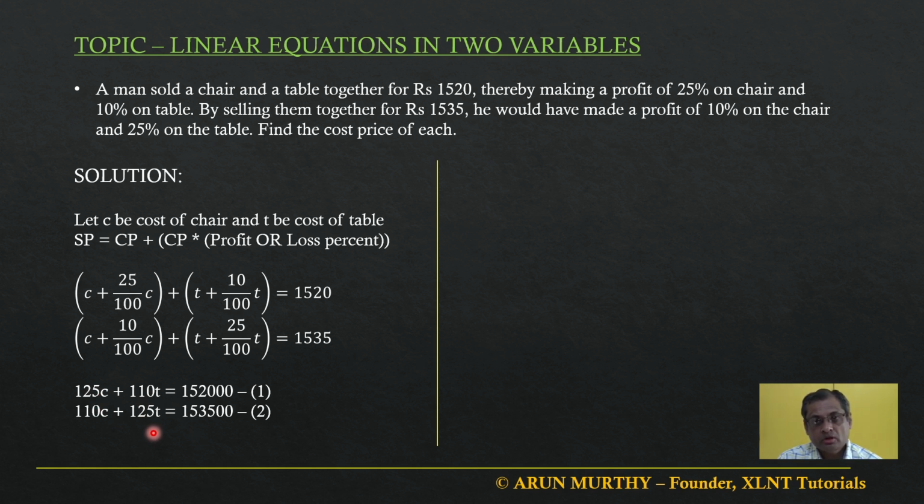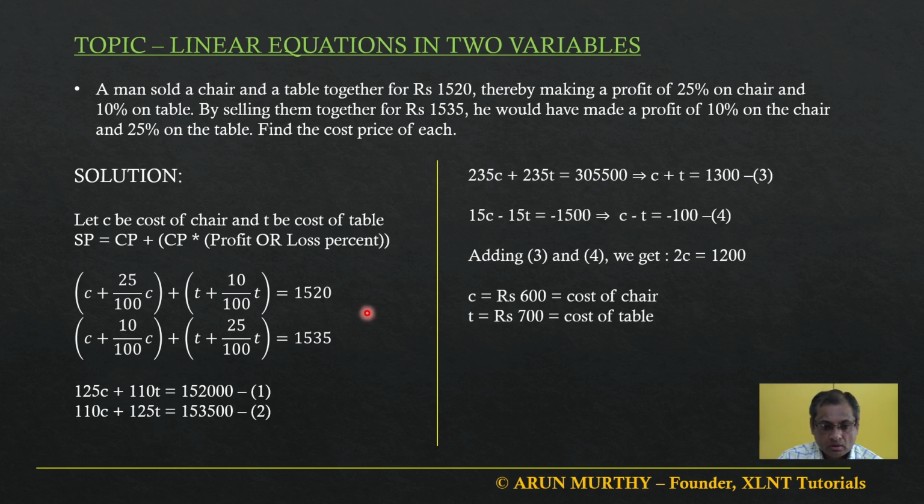When that happens, we use a special method. We add the two equations first, otherwise the direct elimination method can result in very big numbers. So instead we use a trick here. We add the two equations, and when you add those two, you get 235C plus 235T is equal to 305500. Simplify that by dividing by 235 and you get C plus T as 1300.